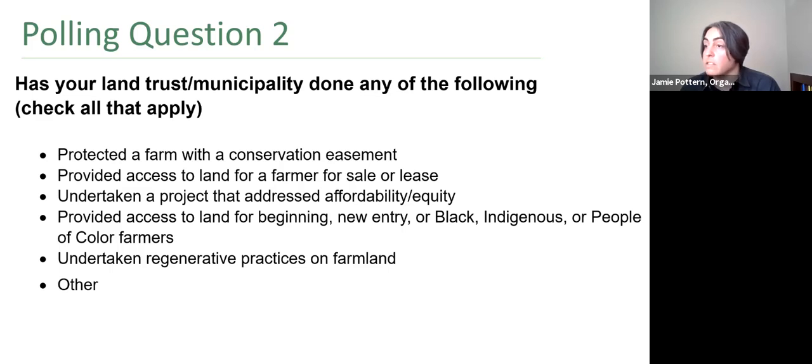Some of those projects, it seems, have addressed affordability and equity, which is really great. And some of you are even thinking about how to provide access to land for beginning, new entry, or Black, Indigenous, and farmers of color. And some of you have undertaken some regenerative practices. So that's really, really great to hear.